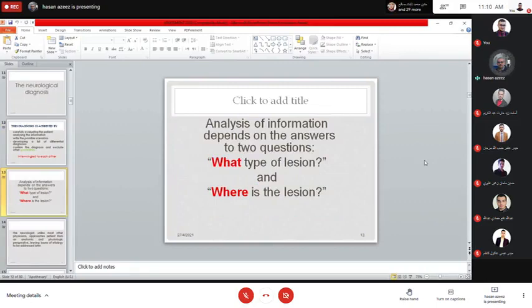Analyzing information that is collected from the patient or his relative depends on answering two questions. What is the lesion? What type of the lesion? And where is the lesion?